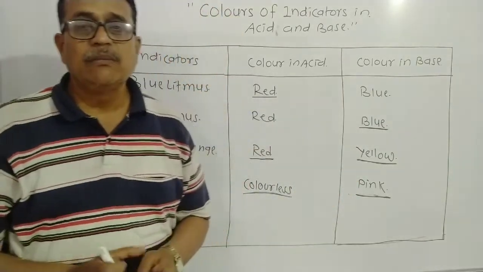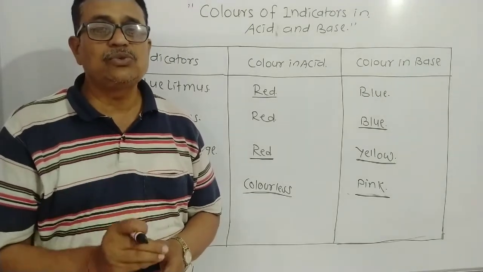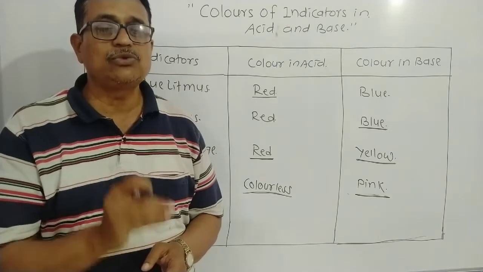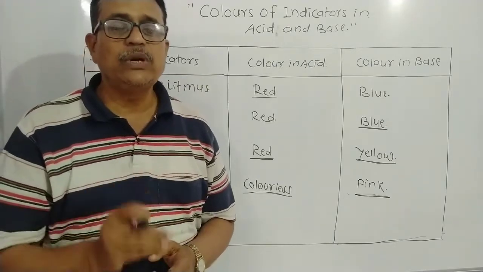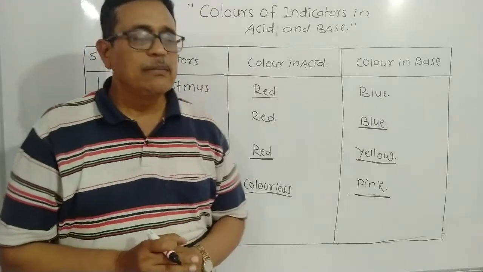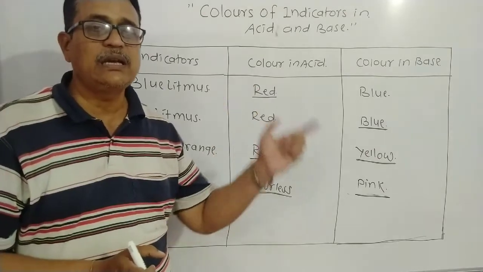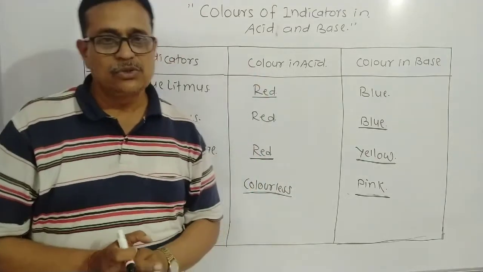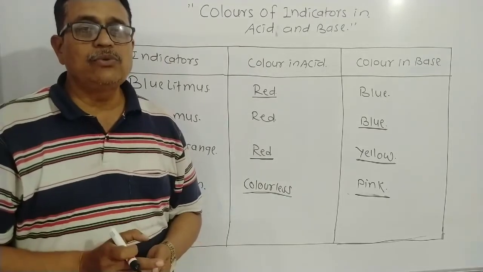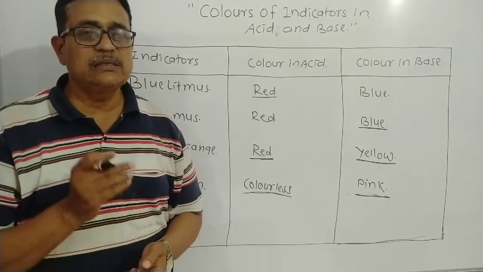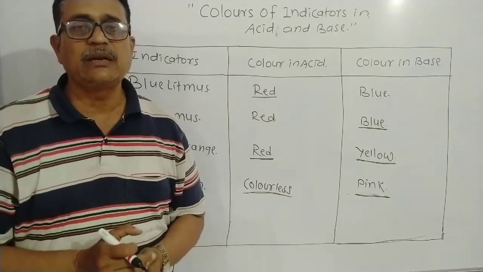Means in this way, by using the indicators, we indicate which solution is acidic and which solution is basic. But these indicators are only useful to indicate the acidic and basic nature of the solution according to change in color. But the universal indicator is such an indicator here. pH paper is a universal indicator.